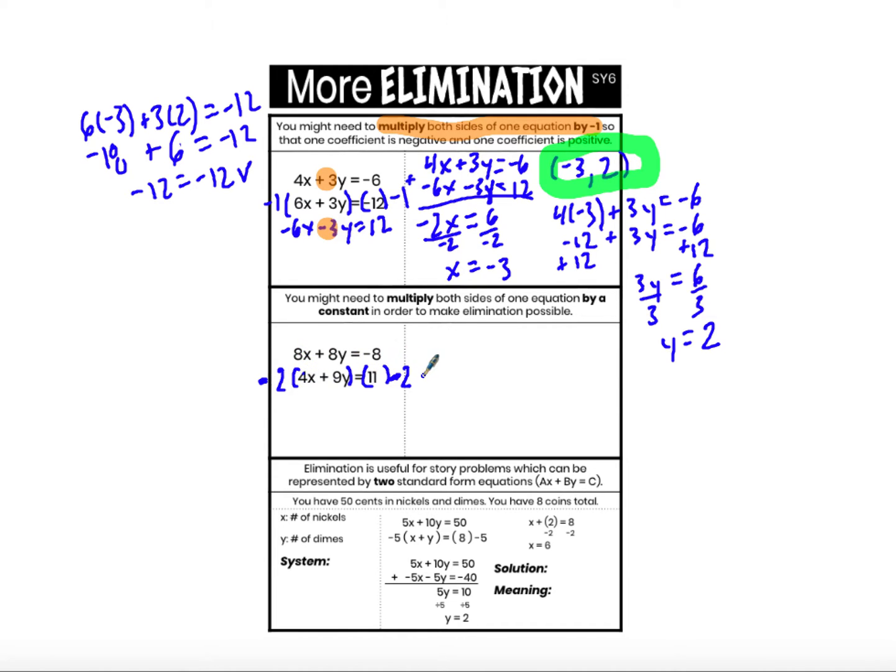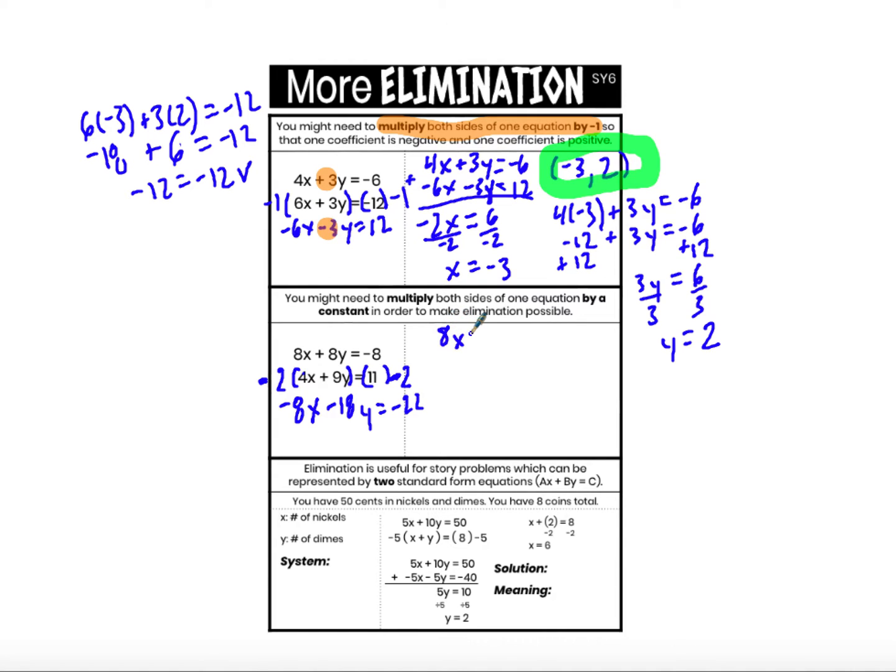I want to multiply the second equation by negative 2 because that gives me negative 2 times 4, negative 8x. That is what I'm looking for. Multiply this term as well by negative 2. 9y times negative 2 is negative 18y. And then 11 times negative 2 is negative 22. Oh, I am not going to have a lot of space here.